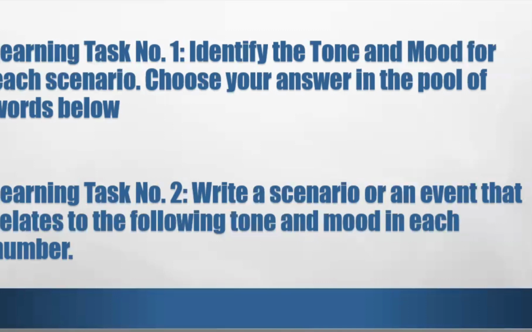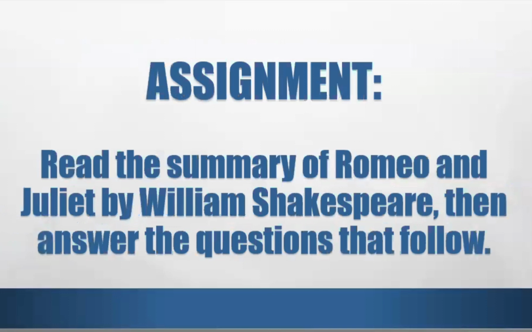Understood? So now let's move on to our assignment. On your assignment, as we meet in the second week of our fourth quarter, please read the summary of Romeo and Juliet by William Shakespeare. Then, of course, you're going to answer the questions that follow.